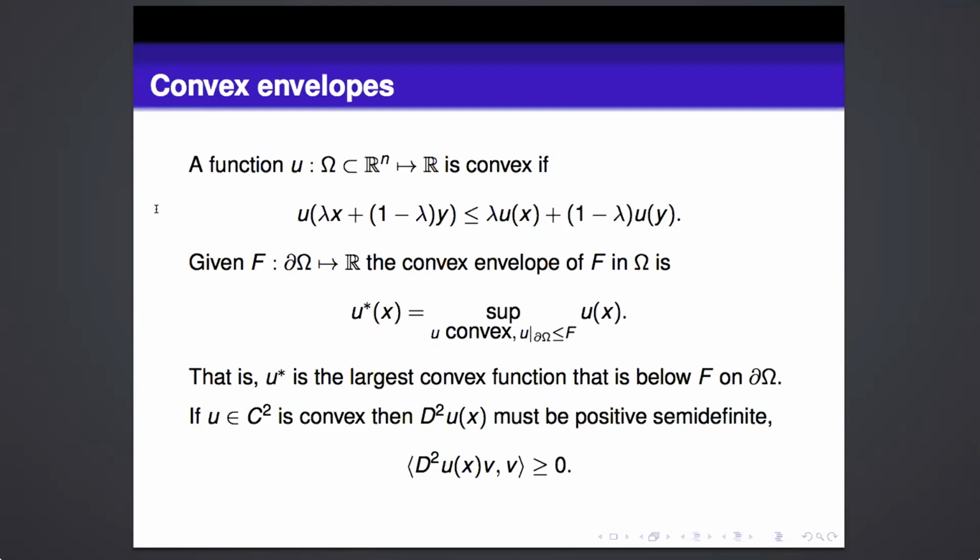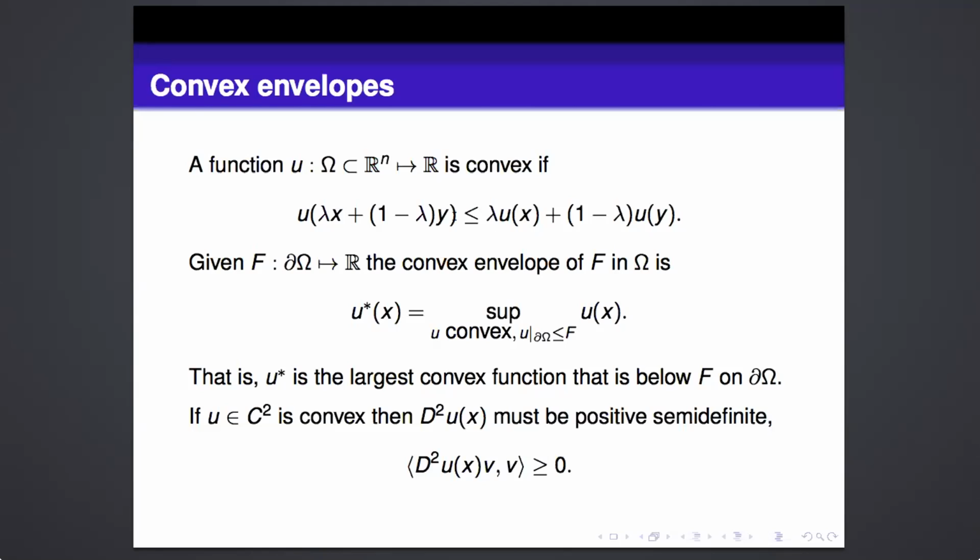Okay, now given a boundary data, f, a function defined on the boundary, you can try to look for the convex envelope of this boundary data inside the domain, inside omega, and this convex envelope of the boundary data is given by this u star. U star is the supremum of all convex functions that are below f on the boundary and are convex inside omega of the values of u of x. So you take the largest possible convex function that is below f on the boundary of your set, and this is your convex envelope of the function.